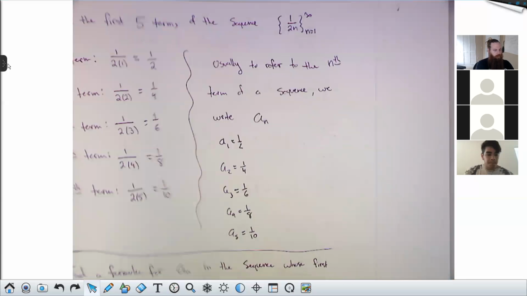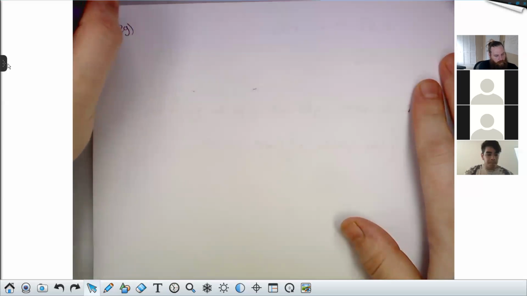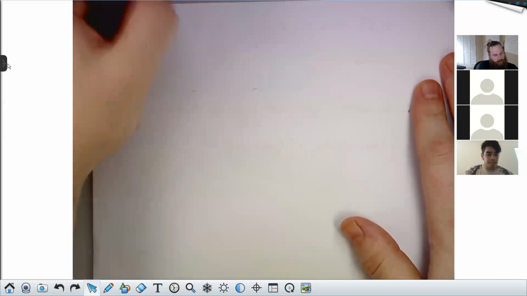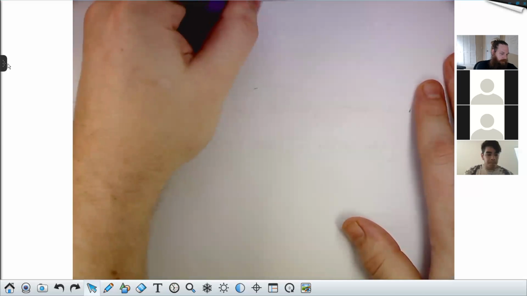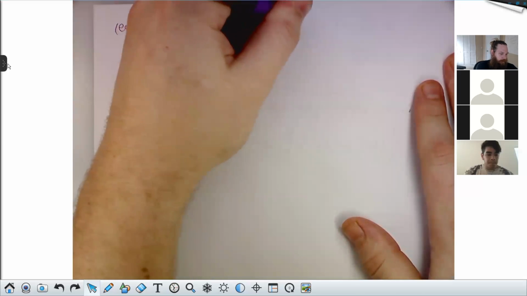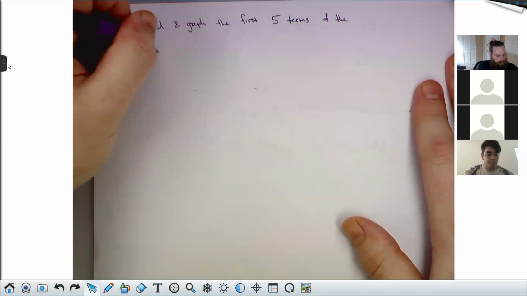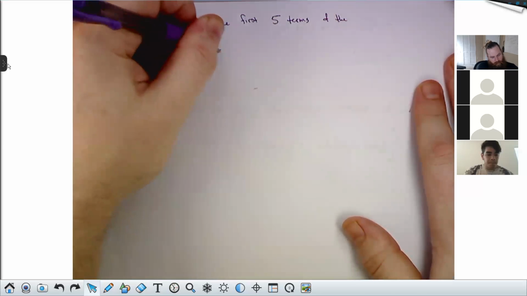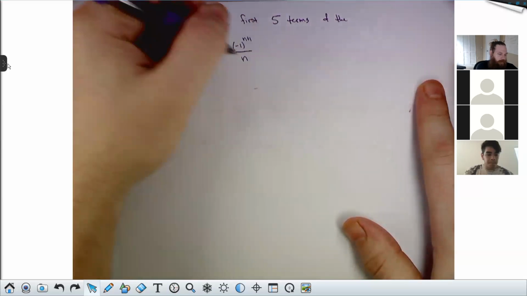Okay. Give us another sequence to play with here. And this time we're going to do something a little neat. We're going to graph the sequence. Just like you can graph any other function, you can graph a sequence as ordered pairs, input, comma, output. So let's find and graph the first 5 terms of the sequence a_n equals (-1)^(n+1) over n.